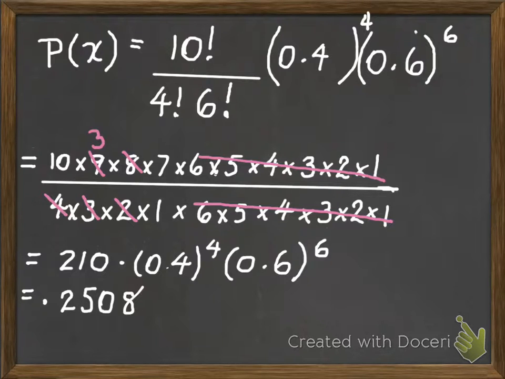So all we're left with in the numerator is 10 times 3 times 7, which is 210. And 210 times 0.4 to the power of 4 times 0.6 to the power of 6 is 0.2508 to the nearest 4 decimal places, and that is our answer. That is the probability of 4 successes in 10 independent trials of this experiment.